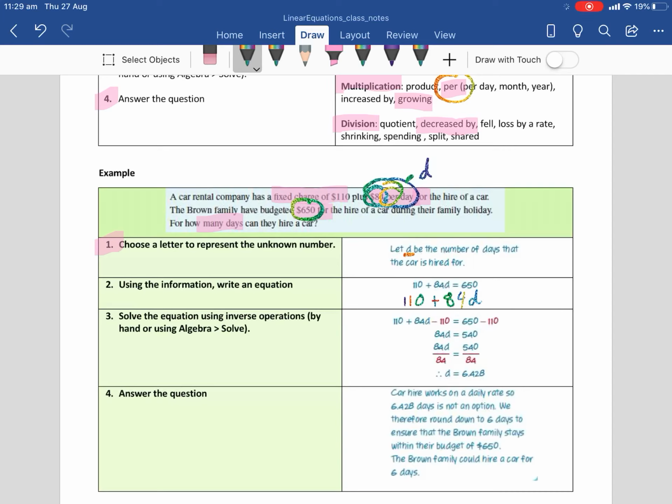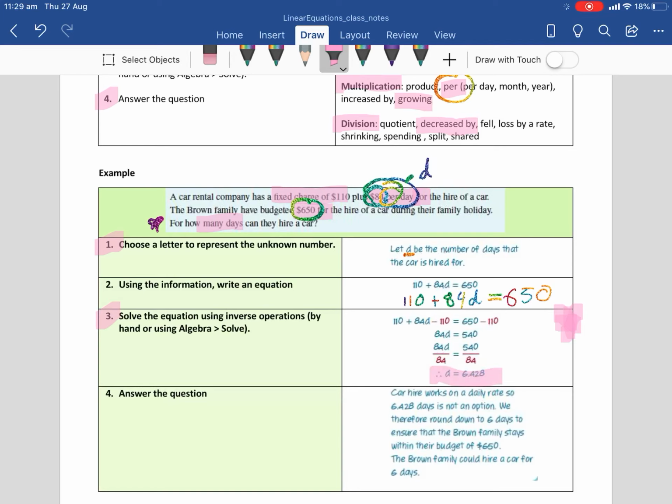The family don't want it to cost any more than $650. So if we make this equal to $650, we can answer the question of how many days they can hire the car. Our unknown variable here is D, so we need to find that. To do that, you can solve the equation by using your inverse operations. We did this in another chapter, so hopefully you can do this by now. You can also put it into your calculator and use the solve function to find D. You should get D equals 6.428.